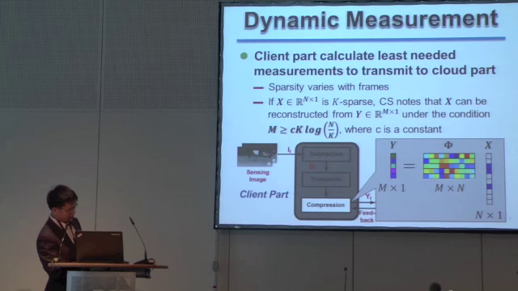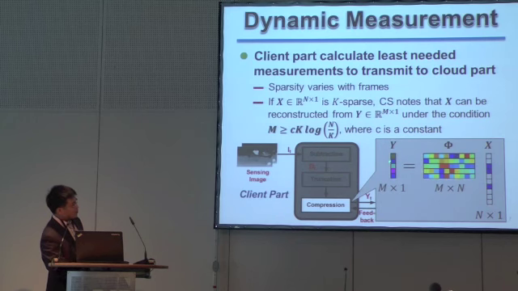The second idea is dynamic measurement, an application of compressive sensing. Compressive sensing is a novel signal processing technique that lets us compress signals very easily. If x is an n by 1 vector, we just multiply it by a random matrix of size m by n, where m is less than n. Then we get another signal y, which is m by 1. Then the compression is done.